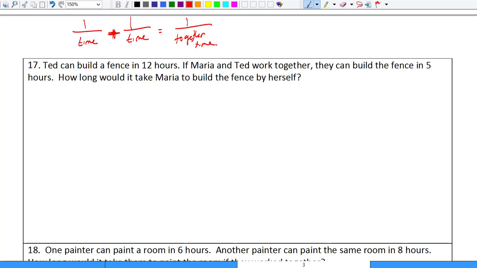Okay? So Ted can build a fence in 12 hours. If Maria and Ted work together, they can build the fence in 5 hours. How long would it take Maria to build the fence by herself? So we still need to define what x is, so I'm going to let x equal whatever we're trying to find, which in this case is Maria's time.